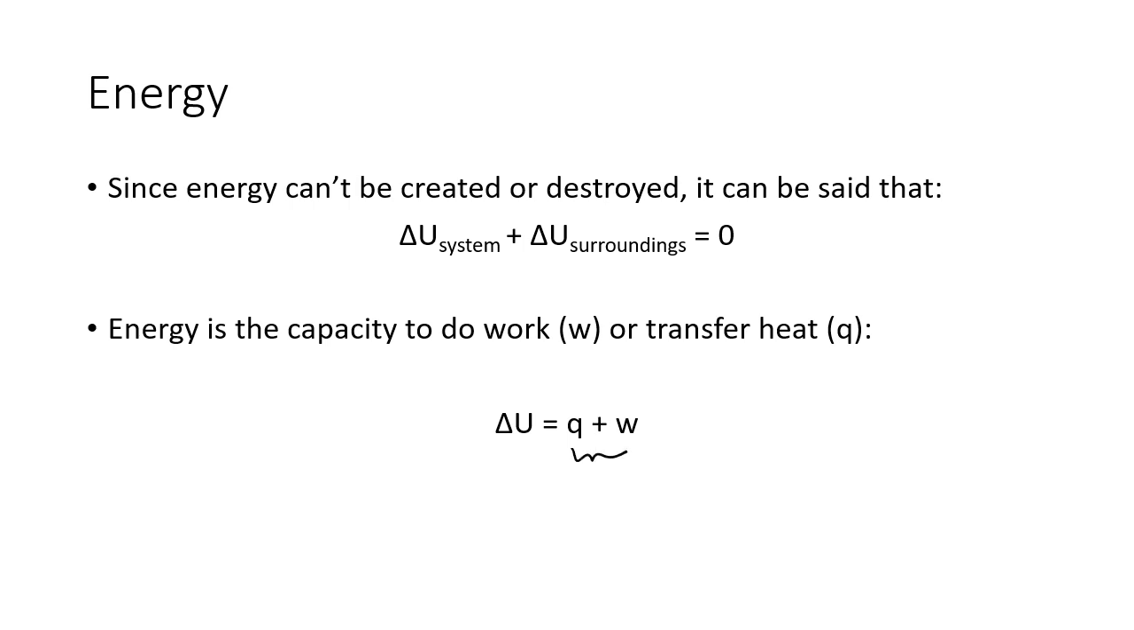Both the heat and the work are path functions. They do depend on the path that's taken, whereas the internal energy is a state function, which doesn't depend on the path that you take. So it's an interesting combination of equations there.